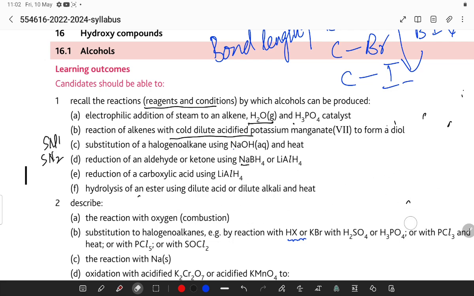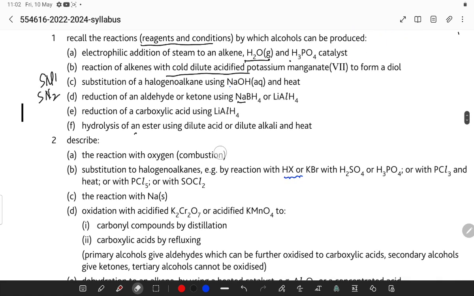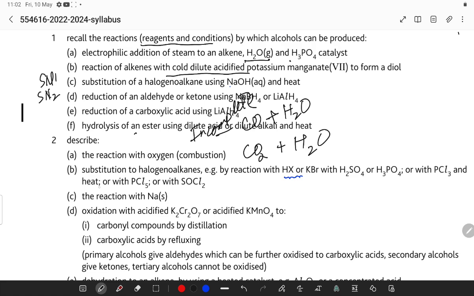Describe the reaction with oxygen, combustion. Alcohol also has complete and incomplete combustion. Complete combustion gives carbon dioxide and water. Incomplete combustion gives carbon monoxide and water. So this is incomplete and this is for complete combustion.